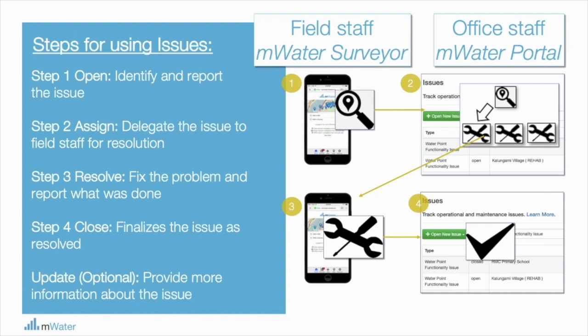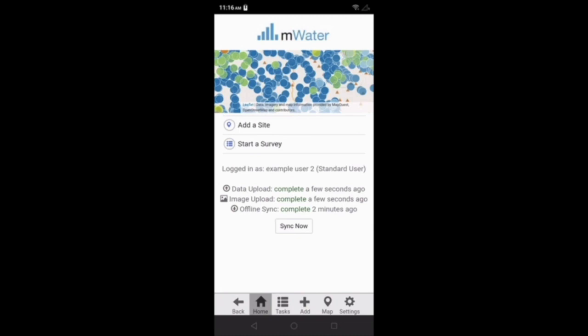The second step is where the survey administrator assigns the resolution of the issue to a technician in the field. The technician will receive a notification on their device and go and fix the problem. Once the issue has been resolved, the issue administrator can then review the work that's been done and close out the issue if it's been completed correctly. The update and close steps are sometimes optional, so there can be anywhere from 3 to 5 steps in this process. Now that you know what assignments and issues are, let's go to the mWater Surveyor app to see how to use them.